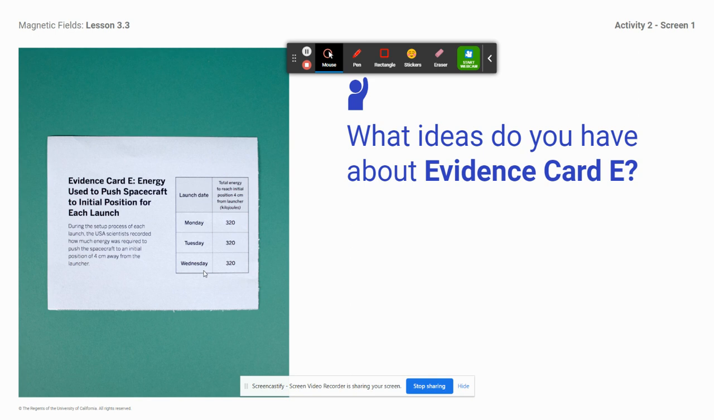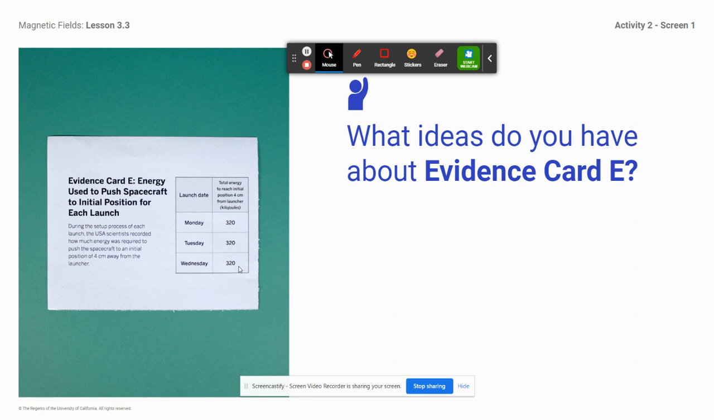Since we want to see whether or not the energy was different each day, this is going to allow us to see whether or not the force necessary to move against that repelling force was different. So when I look at this, I see launch date on the left. I have Monday, Tuesday, Wednesday. And then you'll see for total energy to reach initial position of 4 centimeters from launcher in kilojoules, we had 320 kilojoules, 320 kilojoules, and 320 kilojoules.